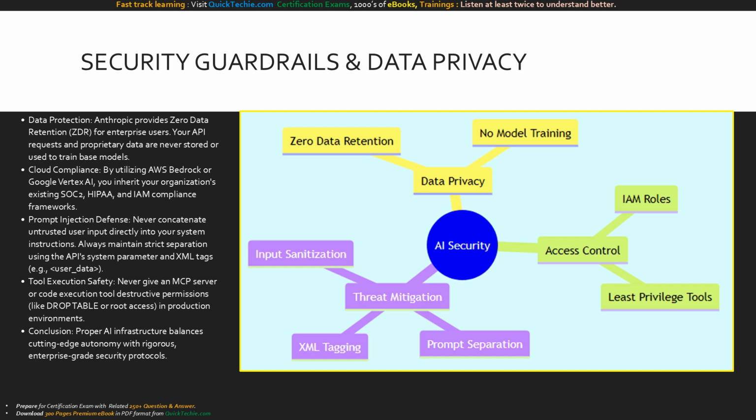Our final diagram is a mind map summarizing our AI security posture. Branching from the center, we have data privacy, emphasizing zero data retention and the guarantee of no model training. To the right, access control focuses on using IAM roles and applying least privilege to all tools. Finally, threat mitigation covers the tactical defenses: strict prompt separation, XML tagging, and continuous input sanitization to protect your infrastructure.